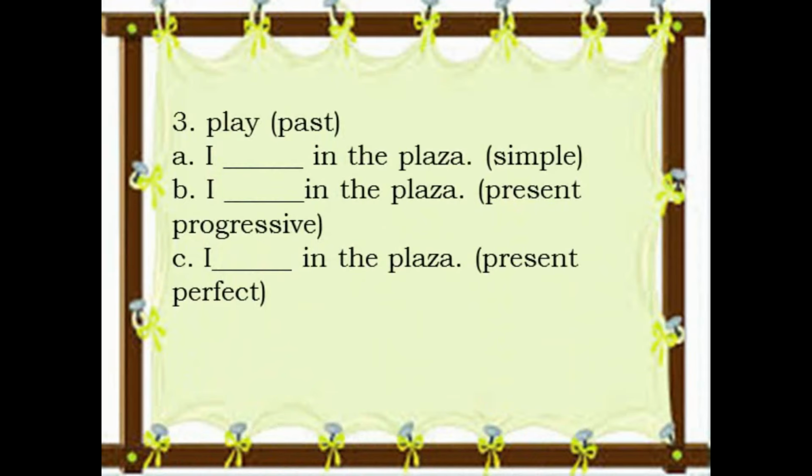Number 3, play, past. A. I blank in the plaza, simple. B. I blank in the plaza, present progressive. C. I blank in the plaza, present perfect.